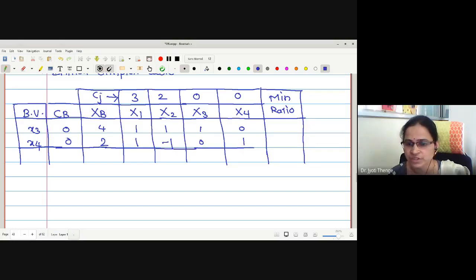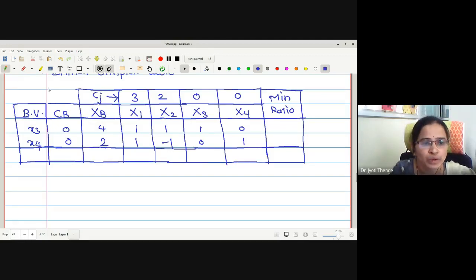This is our initial table, right? Now what does the next step in the simplex algorithm tell us? Compute the net evaluations. Before that, can you tell me the value of the objective function at this stage?